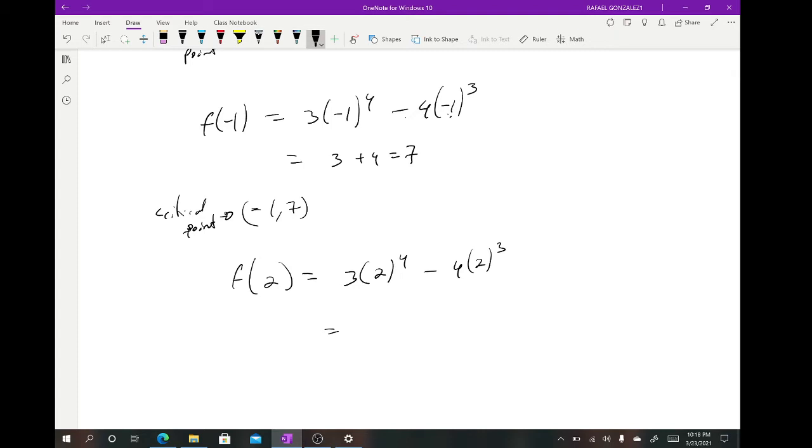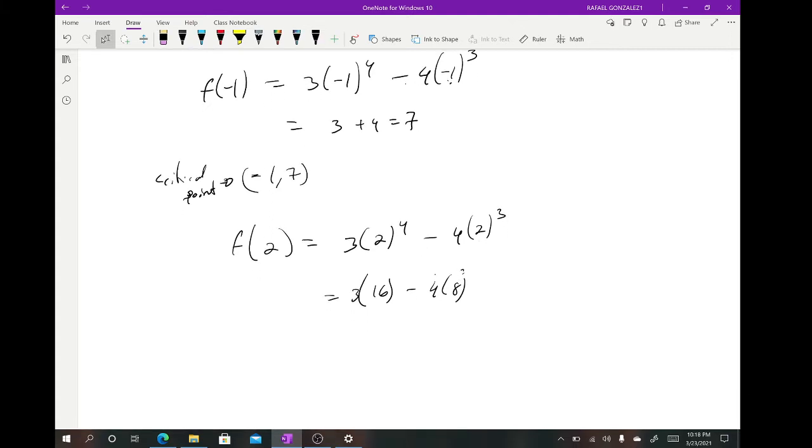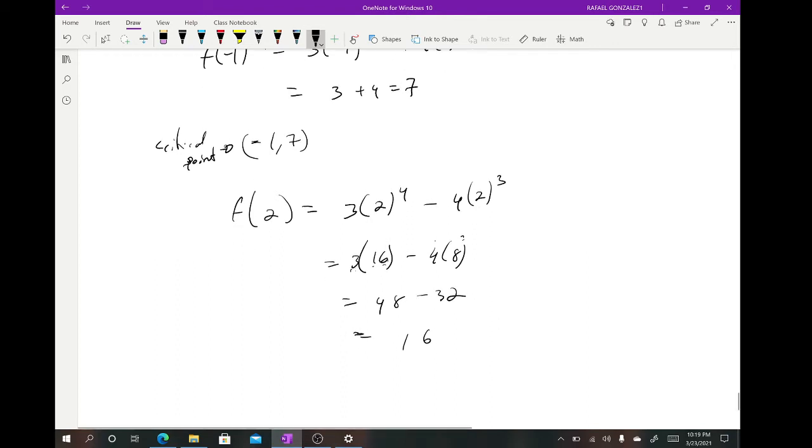Let's see, 2 times 2 is 4, times 2 is 8. Actually, I'm wrong, 16. So 3 times 16 minus 8, 4 times 8. And then you multiply by 4. So 8 times 4 is going to be 32, and 3 times 16, that's going to be 48. So we're going to have here 16 as a solution. Okay, so we have 2 comma 16 as our final critical point.